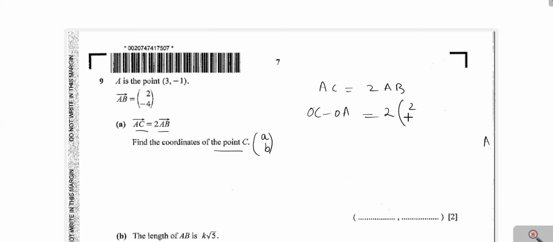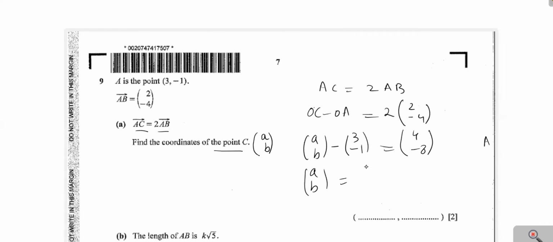AB here is (2, -4), and we can write 2 times 2 is 4, 2 times 4 is 8, so (4, -8). OC here is unknown. OA here is (3, -1). We write in column vector form. It becomes (3, -1). Therefore, OC will be equal to (4, -8) plus (3, -1). Therefore, we can write 4 plus 3 is 7, minus 8 minus 1 is minus 9. And the coordinates of C are 7 and minus 9.